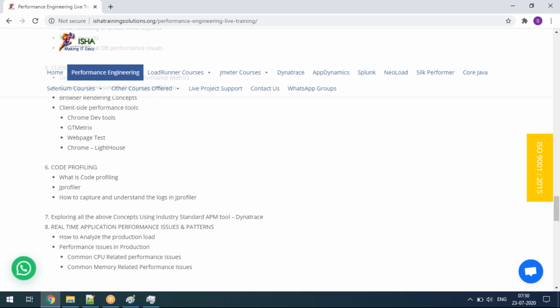And also, as I mentioned, I'm the one taking the Dynatrace session; the dedicated Dynatrace course journey is available in Isha Trainings solution. So there we are doing that. Here also we are bringing that knowledge, because as a performance engineer you should know at least one application performance monitoring tool. That is the reason we are bringing this understanding as well.